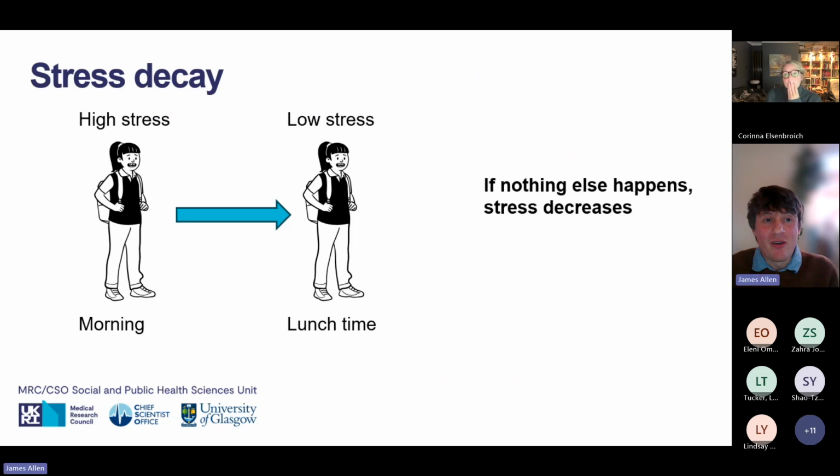So one rule we have is this idea of stress decay. So basically, if nothing else happens, stress just decreases. So in the morning, if I'm really stressed and nothing happens, by lunchtime, I've kind of moved to low stress. And that's the first rule. And in the model, that basically looks like a red dot just sat there turning blue.